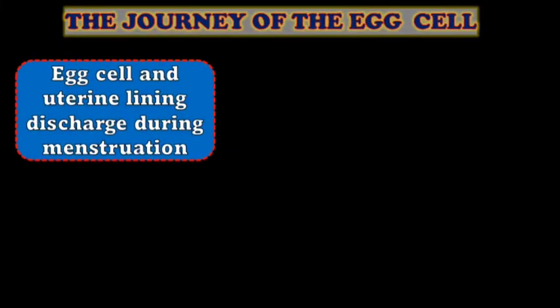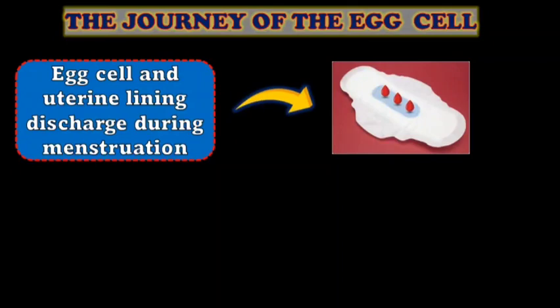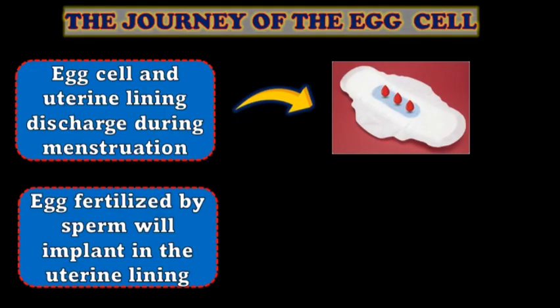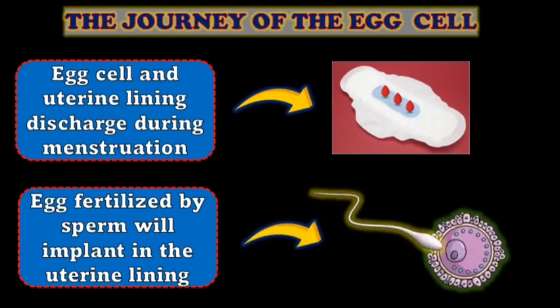So now class, if the egg cell is not fertilized, the egg cell and uterine lining discharge during menstruation. But when the egg cell is fertilized by the sperm cell, it will implant in the uterine lining and develop into a baby.